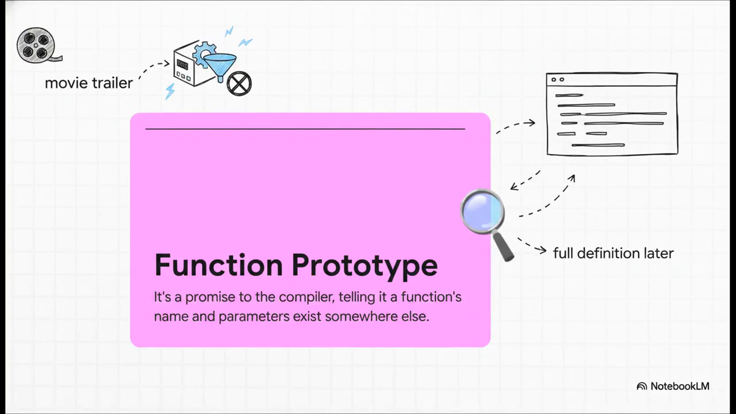Yep, it's a function prototype. And honestly, the best way to think about it is like a movie trailer. It just gives the compiler a little heads up, a sneak peek, saying, hey, a function with this name, this return type, and these kinds of parameters is coming later, so don't freak out when you see it being used.